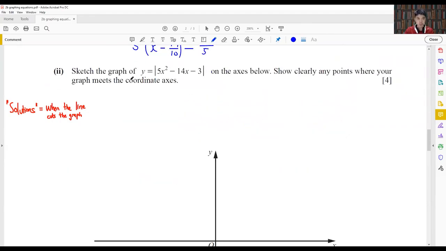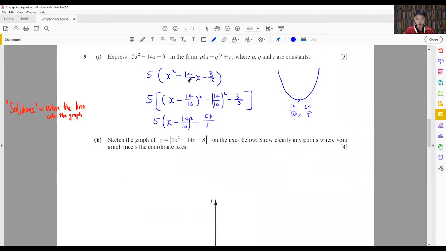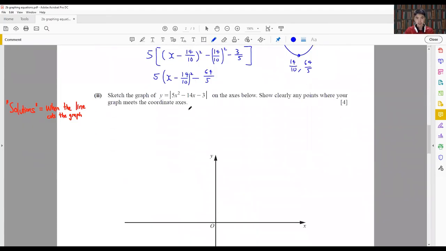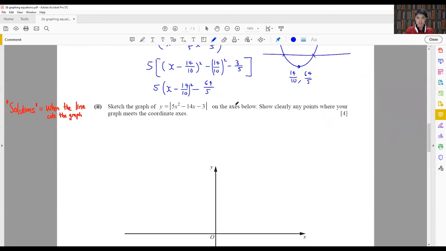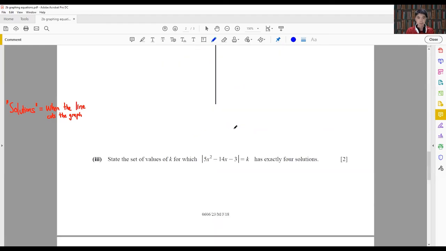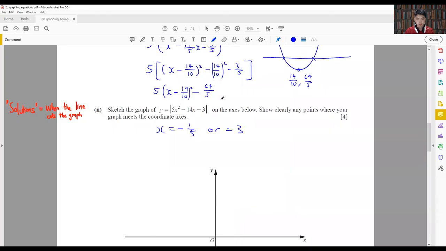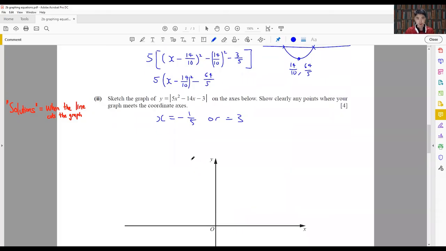From here, we're going to sketch the graph that is the modulus of the quadratic equation that we just did. Now, again, to sketch the graph of the modulus, you're going to need the intercepting points for the x-axis, right? So we're going to need to solve the quadratic equation, where x would actually equal negative 1 over 5, or x would equal 3. Okay, then having all these points now, we can sketch our graph properly.